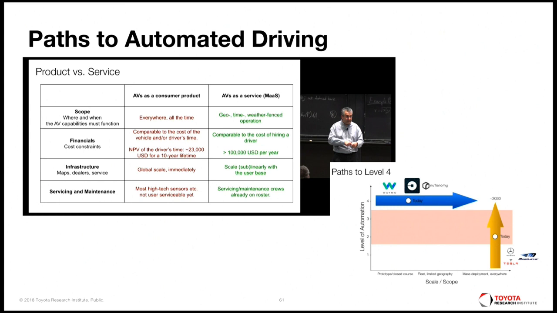so it's geo, time, weather fenced operation. So you can put the training wheels on. You can say, hey, play just in the backyard, right? And just reduce again the domain of operation. The economics also play in a different way in that the car is used by other people, et cetera, et cetera. So you can put more expensive sensors, et cetera.